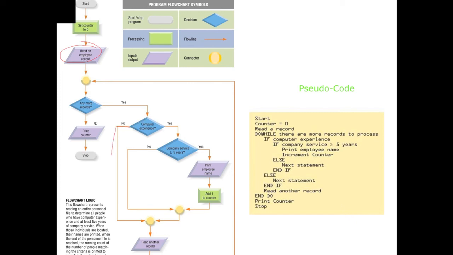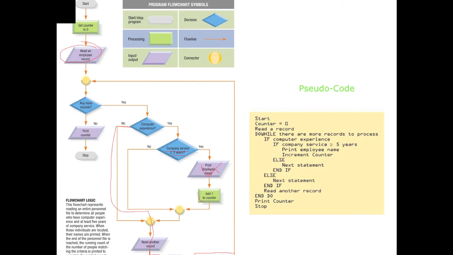If it's no, we're just going to move on to read another record. So here's another line which actually is not shown here. We'll just read another record, swinging all the way back to read another record. If the person has computer experience, that's wonderful. So can we check whether the person has more than 5 years of working experience? If it's no, which means it doesn't fit our requirements, then we'll just read another record. Let's skip that person. If it's a yes, we need to print out the person's name.